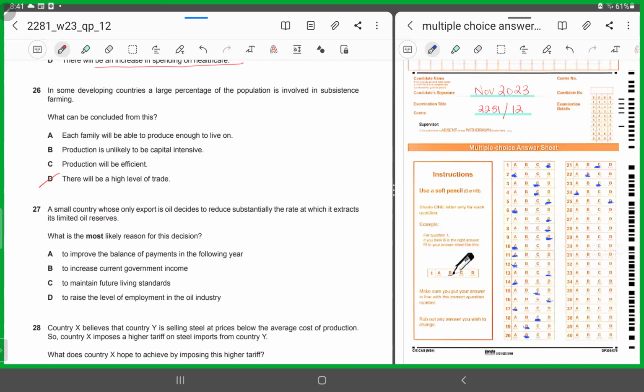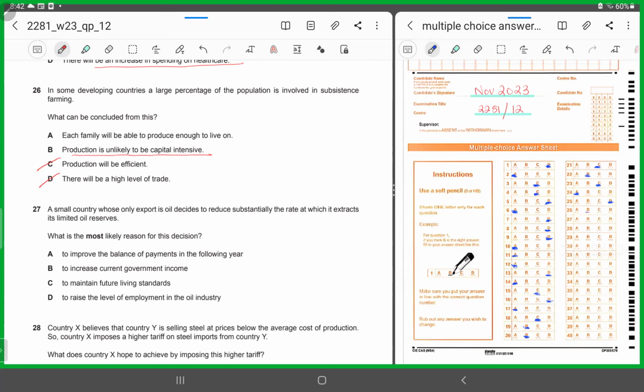Production will be efficient. Production cannot be efficient because if there's bad weather or a bad harvest of crop, what will we be able to do? Production is unlikely to be capital intensive. Yes. Why? Because they will be doing it all by themselves. So it has to be more likely to be labor intensive, right? So it is unlikely to be capital intensive. Each family will be able to produce enough to live on. Subsistence families, they're barely surviving. They're doing it for their own living, right? So production is unlikely to be capital intensive. It has to be B.